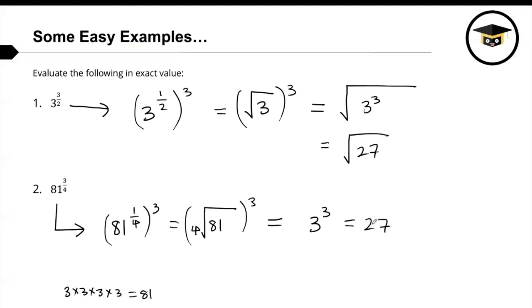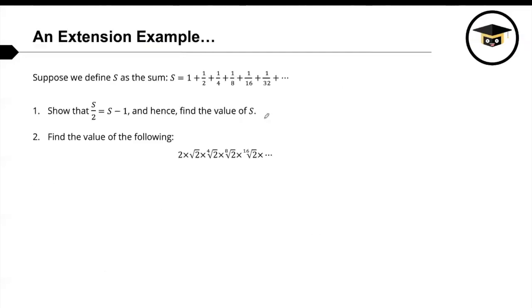So that would be our final answer there. But just notice how we can do it two ways. We can either leave the power outside or we can put it inside of the root. Now here we have an extension example.